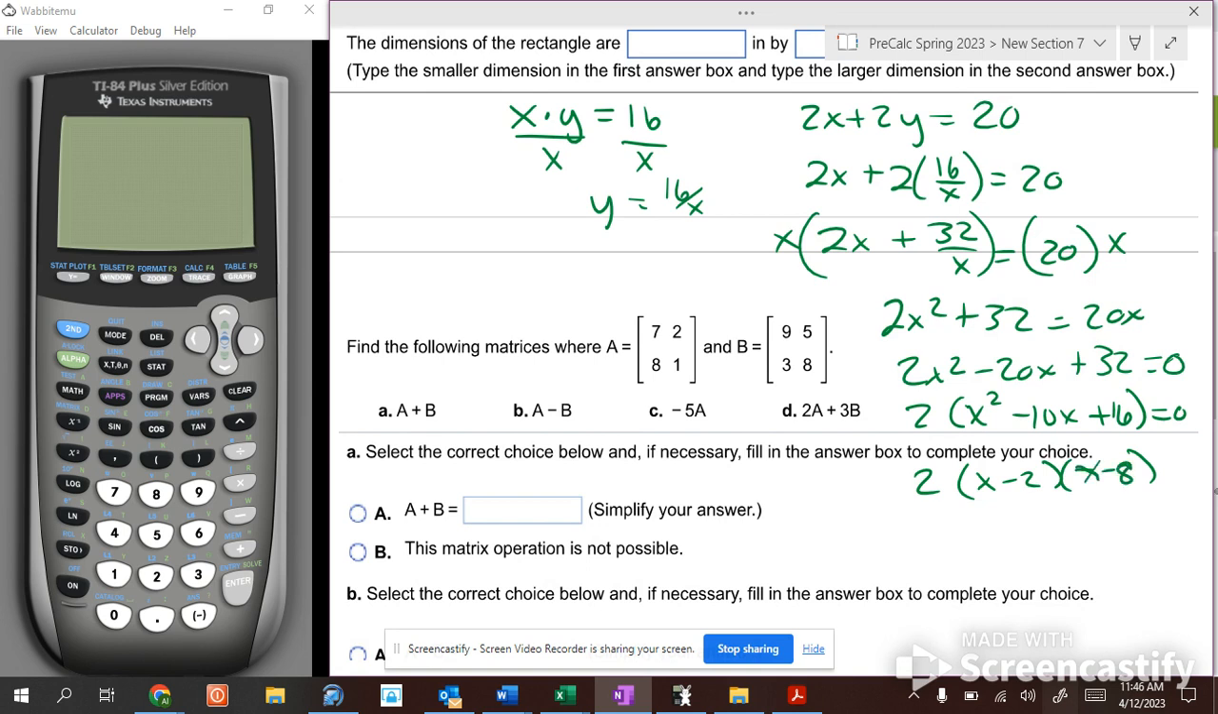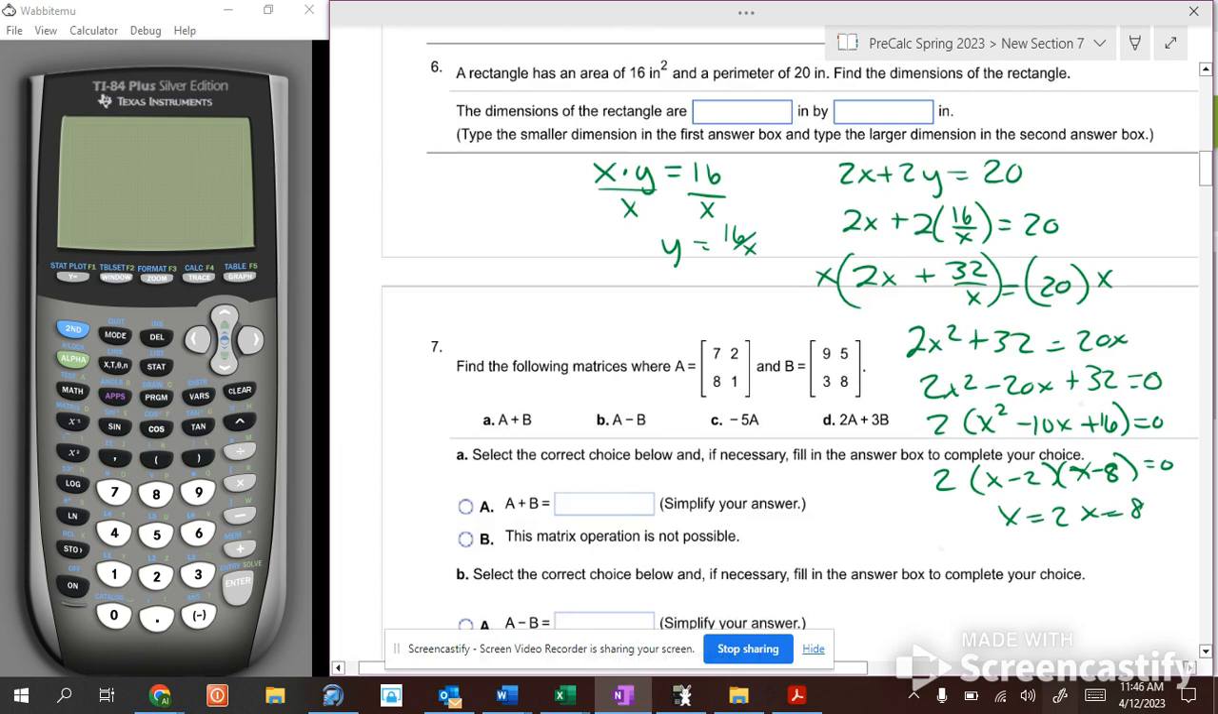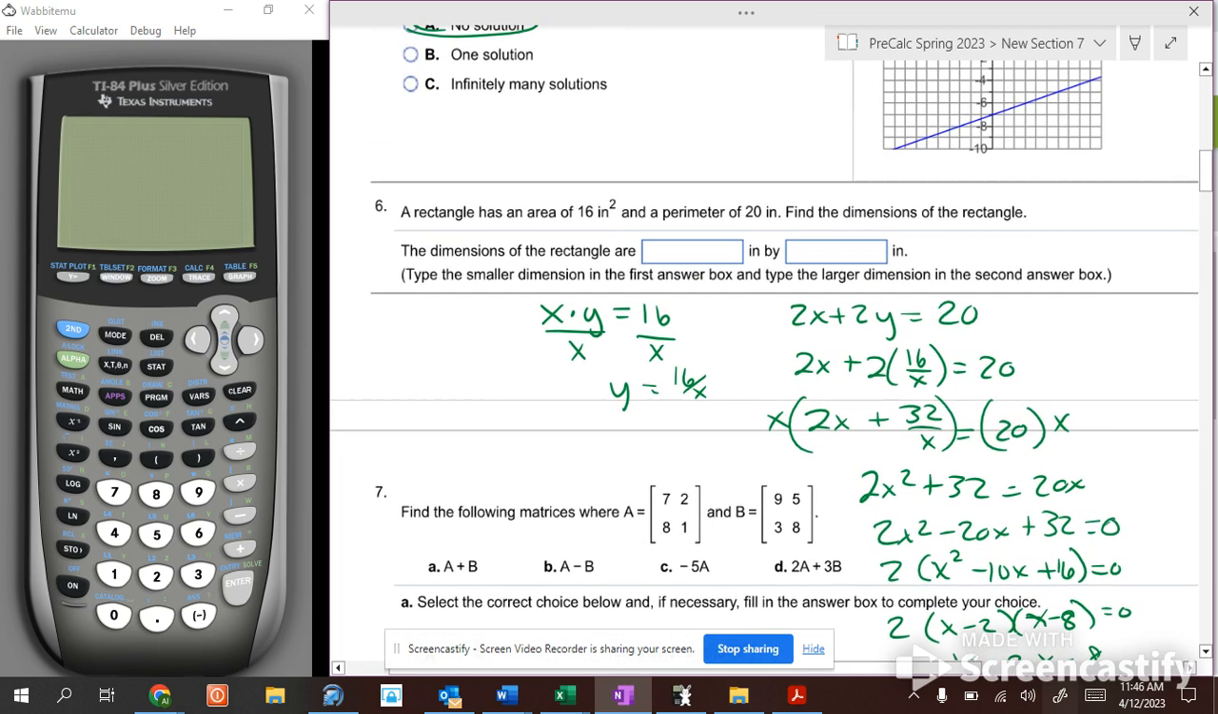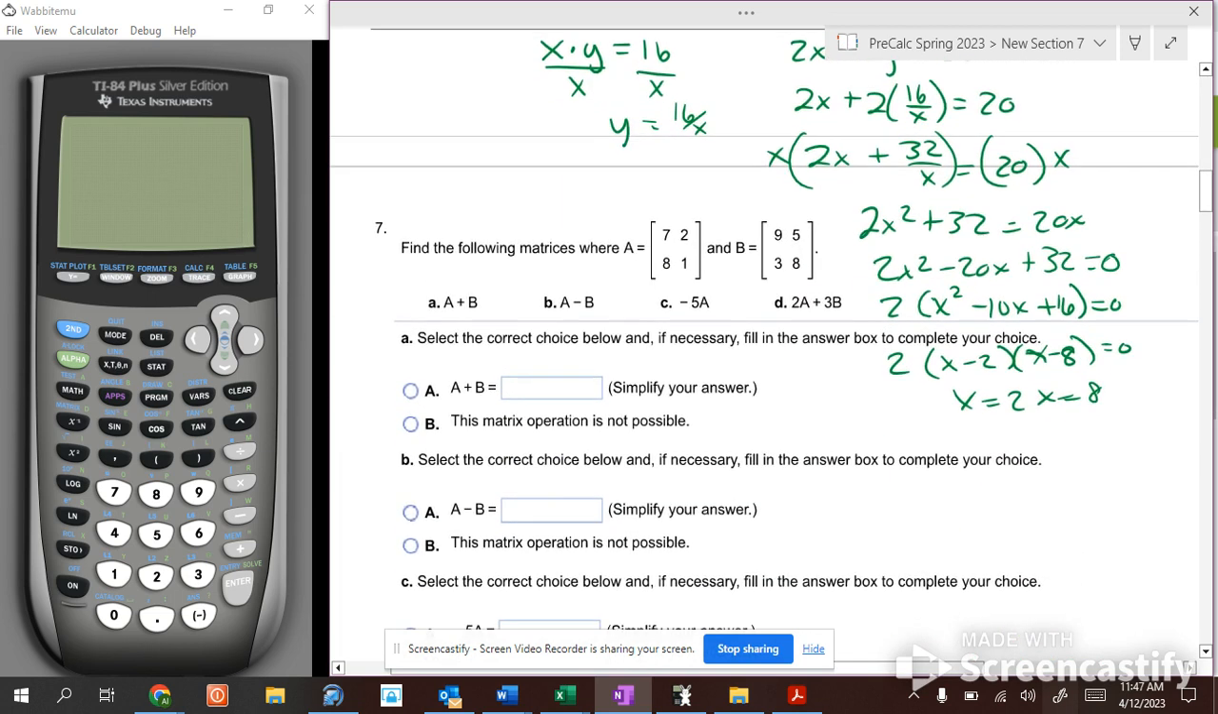So x equals 2, x equals 8. So if x equals 2 and x equals 8, the dimensions of the rectangle are 2 by 8. Because 2 by 8 make an area of 16, and 2 times 2 plus 2 times 8 equals 20. Okay? A plus B. Well, if it's A plus B here, we just add.